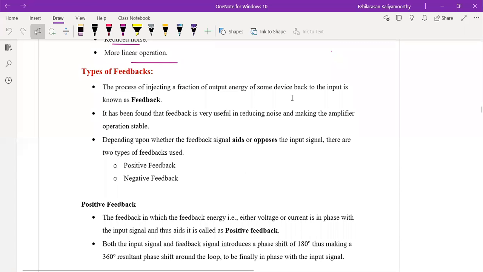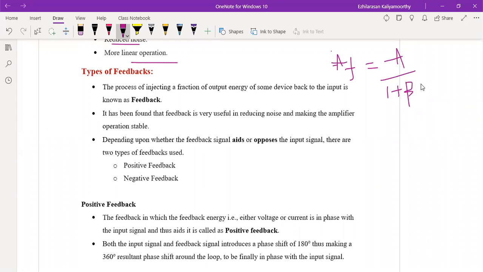Normally in the feedback circuit we'll have only elements like resistors and capacitors. Now here we already said the feedback amplifier gain will be AF. AF is equal to A divided by 1 plus beta A. So this A represents the amplifier gain, and beta represents the feedback gain actually. So this is what we said.